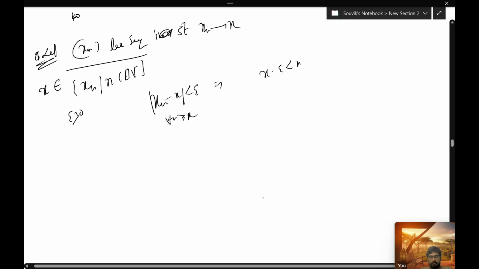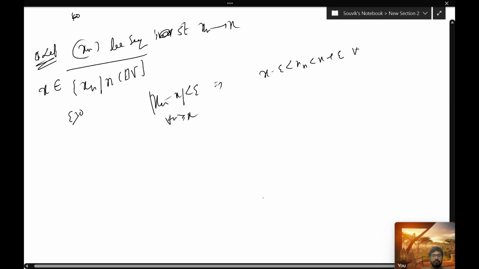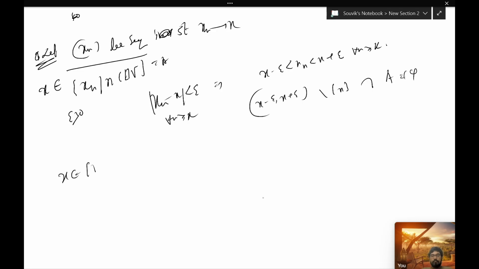Just one second. So for all n greater than or equal to k, xn lies in (x minus epsilon, x plus epsilon). Okay, so this implies the intersection of (x minus epsilon, x plus epsilon) minus x with the set, if you call it capital A, is non-empty. So this x belongs to the closure of this set.